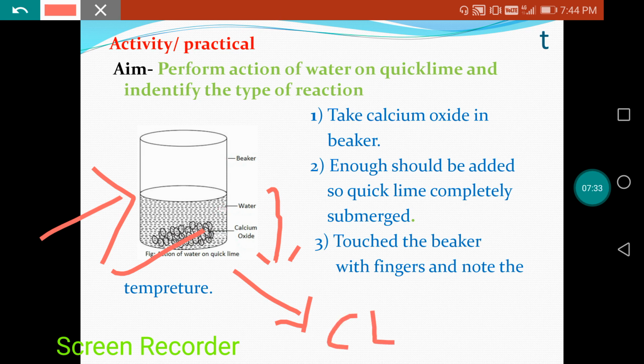When a clear solution is formed, that solution, or that upper supernatant part, is called lime water. So we can say the clear solution obtained after suspension settling is called lime water.